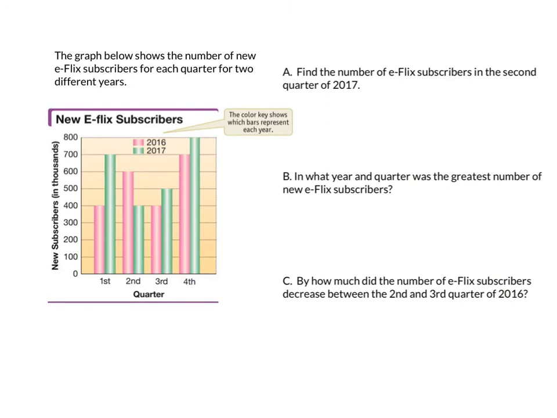So, as I said, you can have a single bar graph or you can have a double bar graph. Those are the most common you will see in your math classes. The graph below shows the number of new eFlix subscribers for each quarter for 2 different years. The pink bars are going to be the year 2016, and the green bars are going to be the year 2017. We want to find the number of eFlix subscribers in the second quarter of 2017. So we're going to look at the second quarter and the green bar.